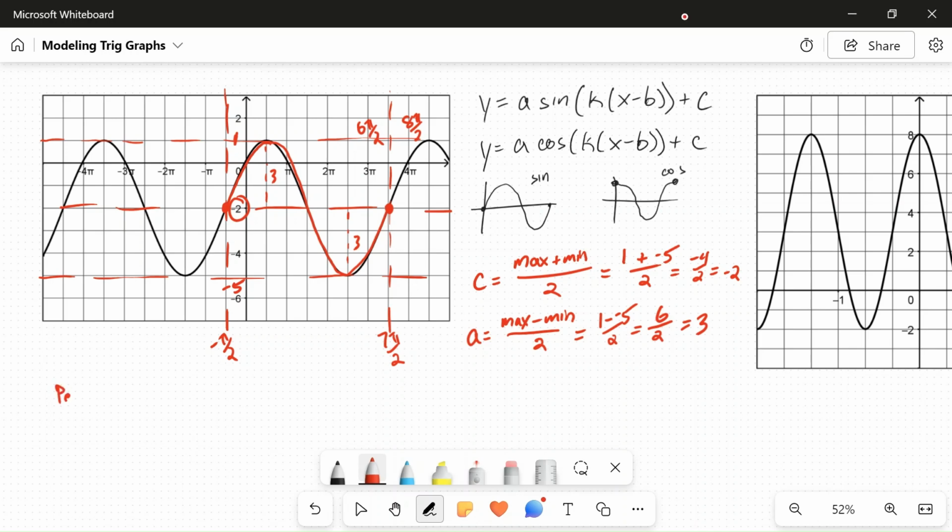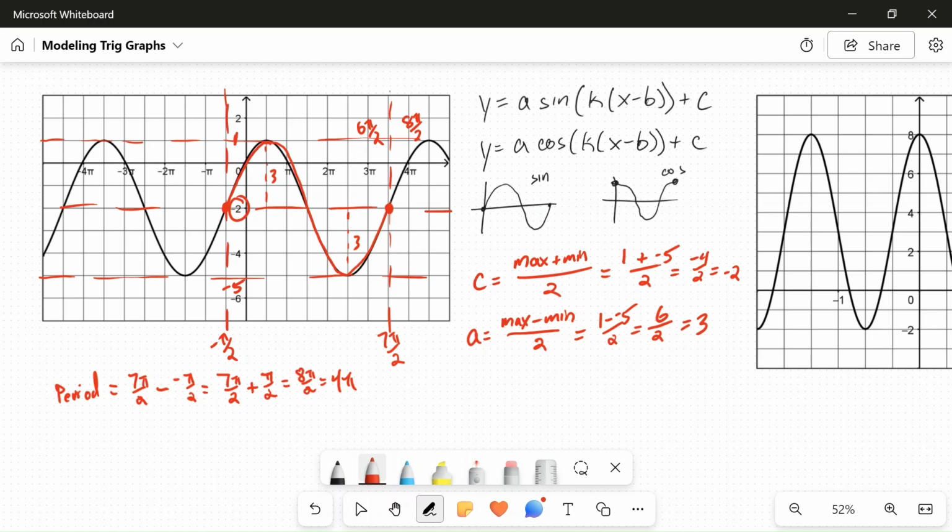To find the period, there's a couple ways we could get that. We could just use the box. So if we're going from 7 pi over 2, and we're starting at negative pi over 2, I can subtract those. So 7 pi over 2 minus negative pi over 2 becomes 7 pi over 2 plus pi over 2. And that's 8 pi over 2, or 4 pi. Okay, so my period is 4 pi.